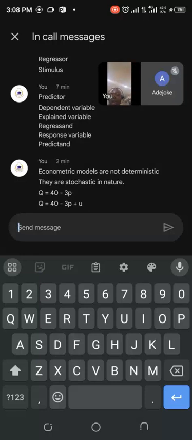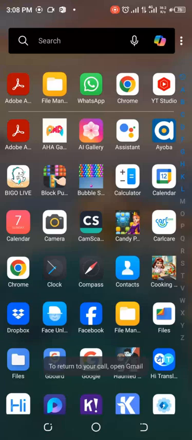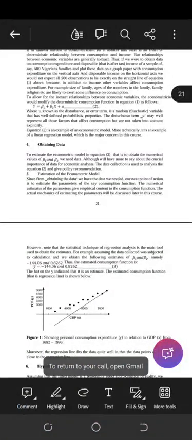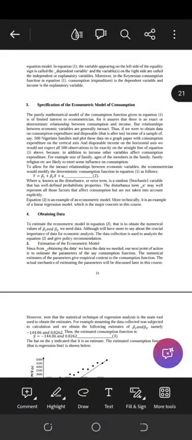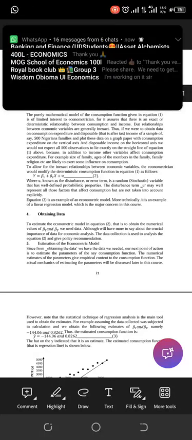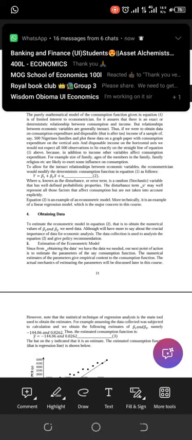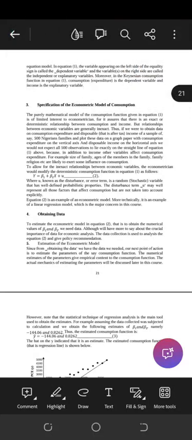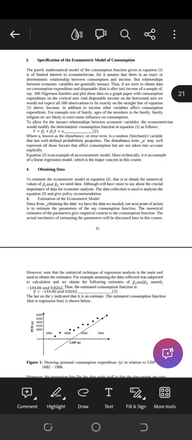Okay, that being said, we now go into equation number 3: y is equal to b1 plus b2x plus u, the error term. Another name for the error term is the disturbance term, and it's also called the stochastic term or the random variable. Disturbance term, the stochastic term, or the random variable. So let me even read the whole thing.